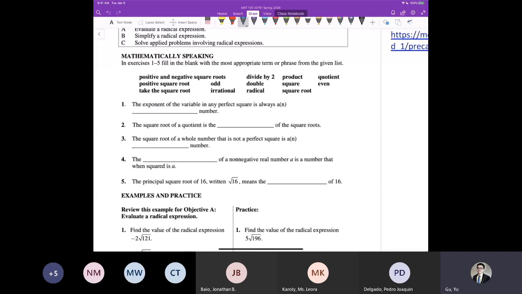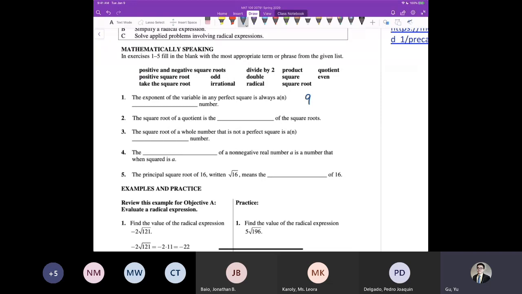The exponent of the variable in any perfect square is always a blank number. So you could look at perfect square. For example, 9 is a perfect square. I could put 9x squared to represent an expression that also is a perfect square, because I could rewrite this as 3x raised to the second power. As you can see, the variable has an even exponent. For all the perfect square expressions, you will always see an even number as the exponent.